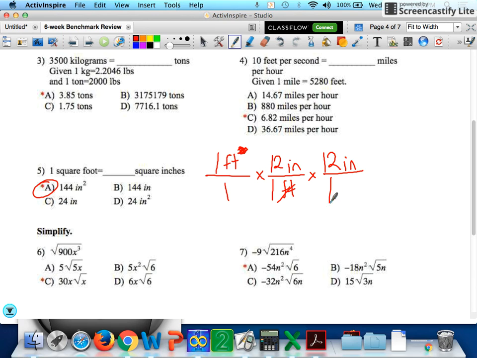12 inches is 1 foot. That gets rid of our second one. We see now we have 144 inches, or inches squared. So we get the same answer either way we look at that problem.